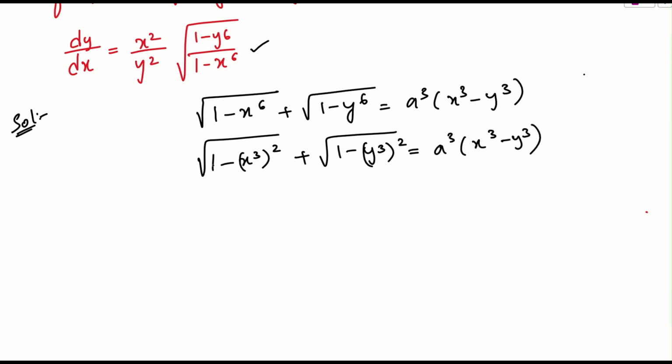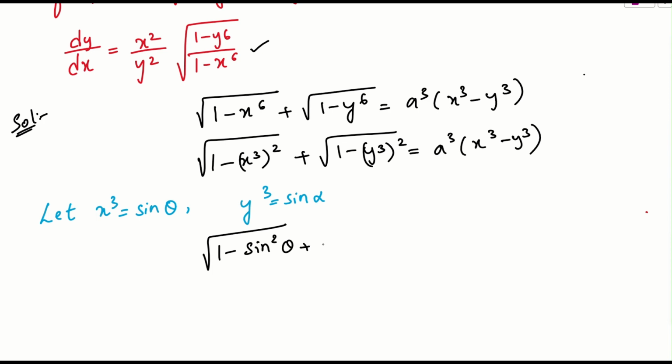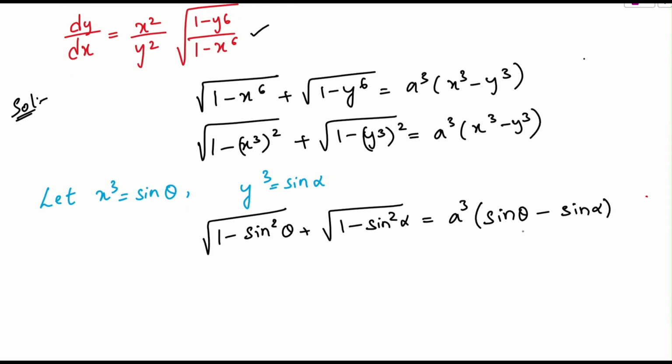Agree? So whenever you have 1 minus x square, let us consider x cube as sine theta, and let us take y cube as sine alpha. Is it okay? If you take this, what will we be getting? Root of 1 minus sine square theta, plus root of 1 minus sine square alpha, must be equal to a cube into what is x cube, which is sine theta, minus what is y cube, which is sine alpha. Is it okay?